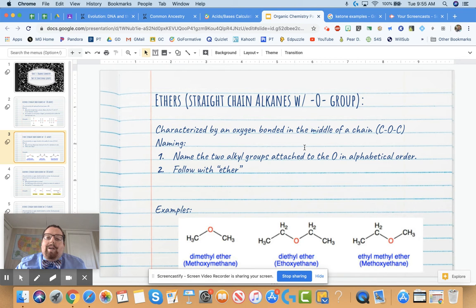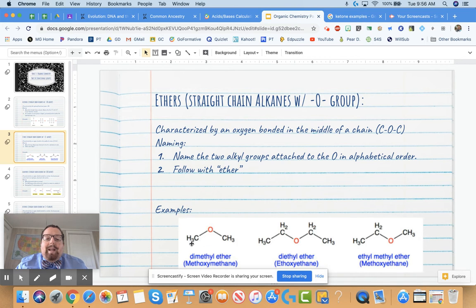Ethers are when you have an oxygen instead of an OH group. Well, better yet, this is where you have an oxygen within your chain of carbons. So you'll have a carbon chain on either side of your oxygen attached to it. To name these, you just name the 2 alkyl groups that are attached to that oxygen in alphabetical order, and then follow the name with ether.